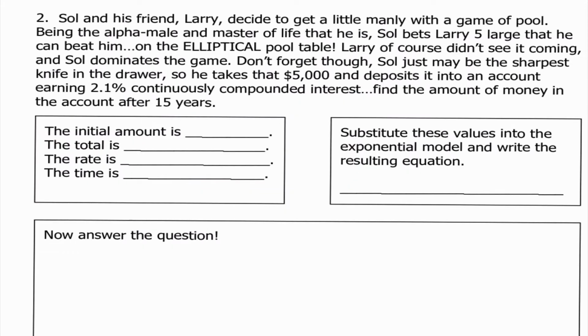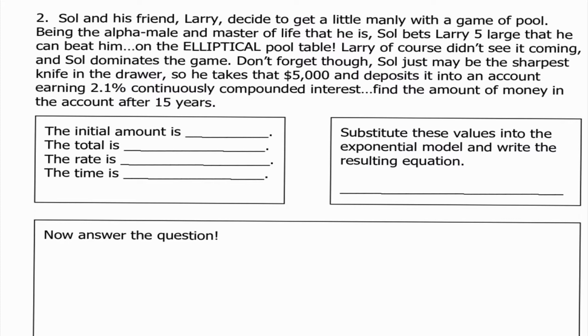Number 2. Saul and his friend Larry decide to get a little manly with a game of pool. Being the alpha male and master of life that he is, Saul bets Larry 5 large, by the way, I didn't know what that meant, it means $5,000, that he can beat him on the elliptical pool table. Larry, of course, didn't see it coming, and Saul dominates the game. Don't forget, though, Saul just may be the sharpest knife in the drawer, so he takes that $5,000 and deposits it into an account, earning 2.1% continuously compounded interest. Find the amount of money in the account after 15 years.